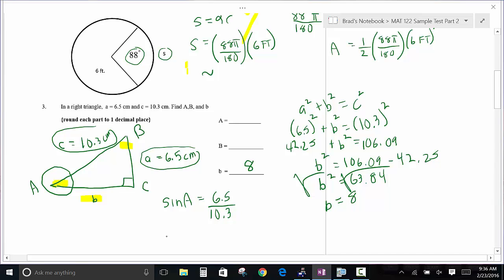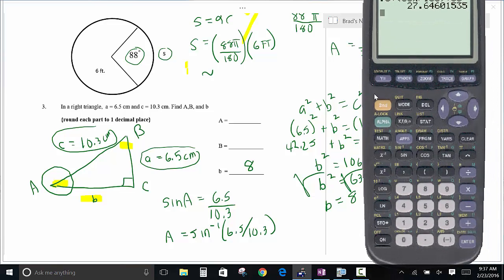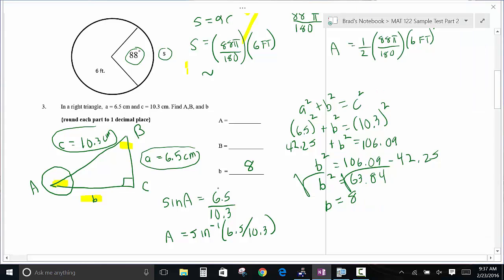What you have to do on your calculator is the inverse sine. If you're finding an angle, you have to do the inverse sine of 6.5 over 10.3. We learned how to do this to learn how to do these triangle problems. So you go on your calculator, press second sine, then enter 6.5 and divide that by 10.3. That would give an angle of about 39 point something. Let's round that to one decimal, so 39.1 is what that's going to be.